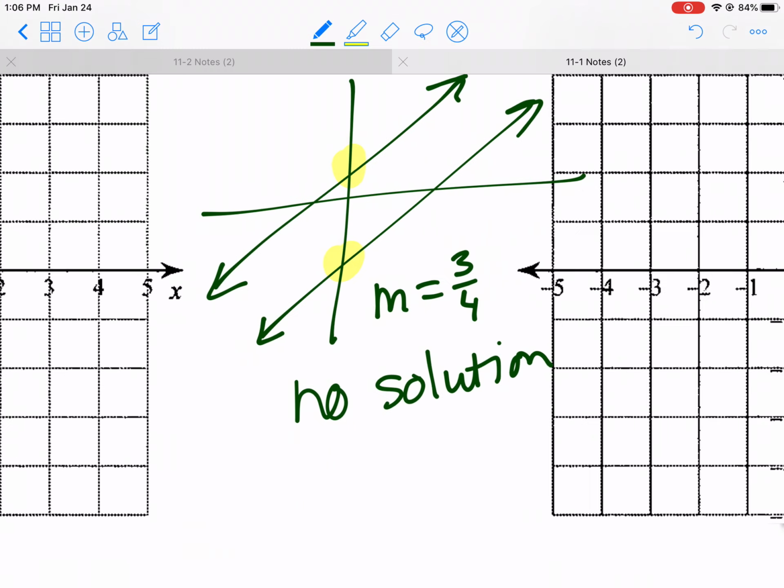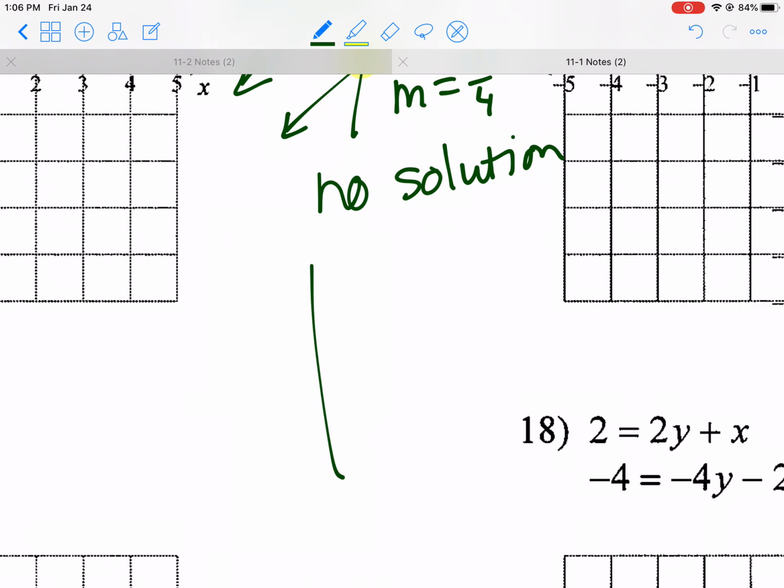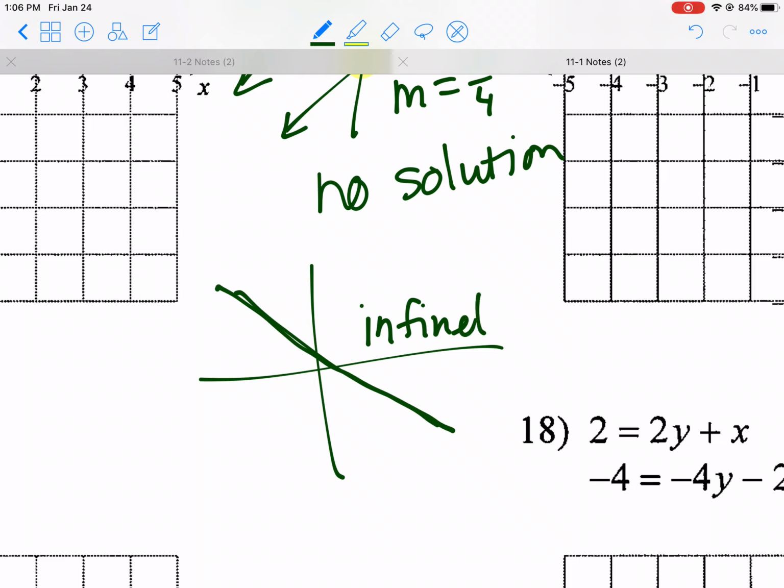We could also have a unique situation where we have one line, and then when you go to graph the other line, it's right on top of it. So this means that we have infinitely many solutions.